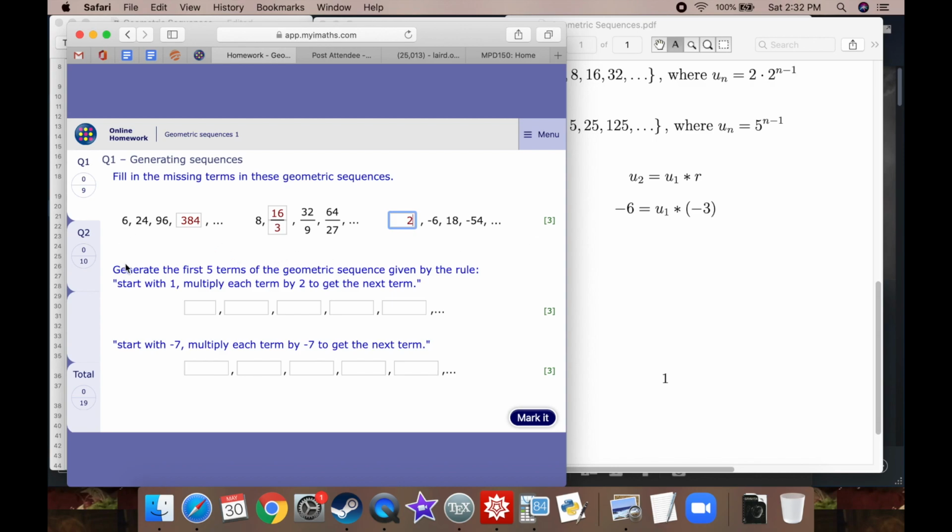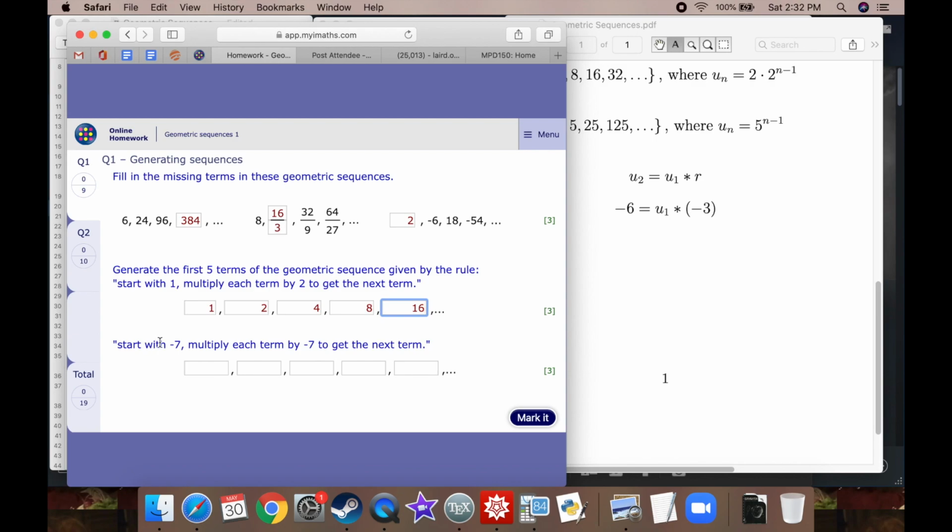Okay, now the second part of question 1 says, generate the first 5 terms of the geometric sequence given by the rule. Start with 1, multiply each term by 2 to get to the next term. Okay. I mean, I don't need a calculator for this, do I? Let's do it. 1, 2, 4, 8, and 16. I'm just doubling every time. Easiest part of the entire question.